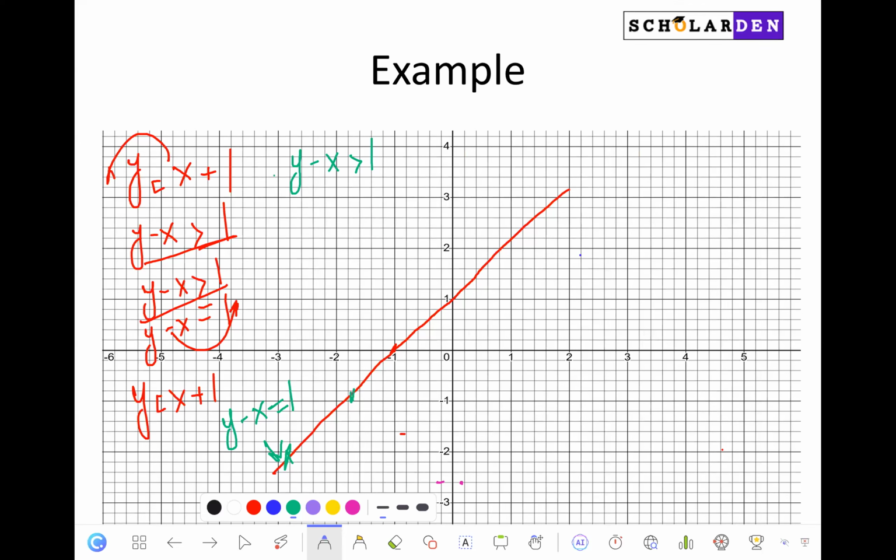So this is an example. This is my example. All right, so this is my example. I want to plot the region where y minus x is greater than 1.